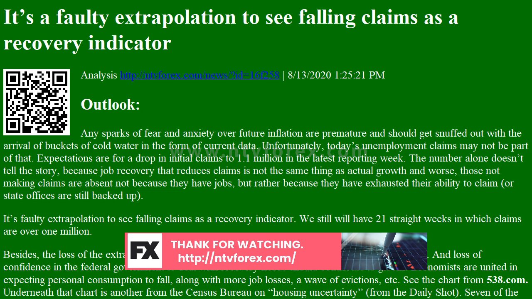Besides, the loss of the extra $600 per week in benefits is going to start hitting real data, real soon. And loss of confidence in the federal government to deal with recovery needs should contribute to gloom. Economists are united in expecting personal consumption to fall, along with more job losses, a wave of evictions, etc. See the chart from 538.com. Underneath that chart is another from the Census Bureau on housing uncertainty from the Daily Shot.